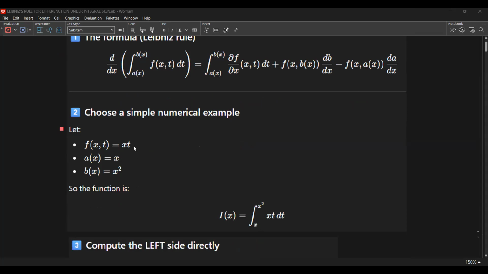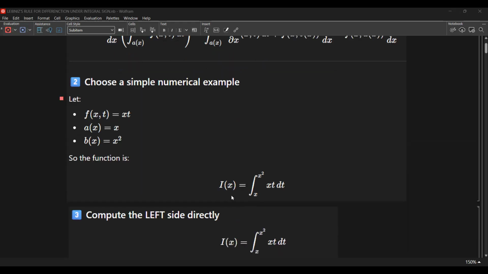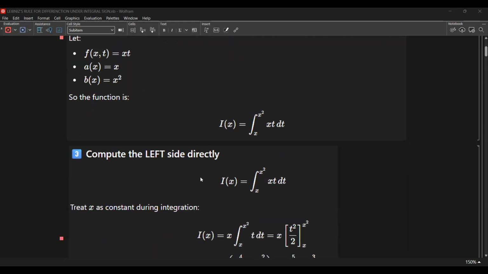So this is our function, xt. Then a of x equal to x, b of x equal to x squared. So the function is I of x equal to the integral of xt from x to x squared. Compute the left side directly. So we have I of x. The given function here is xt, from x to x squared.